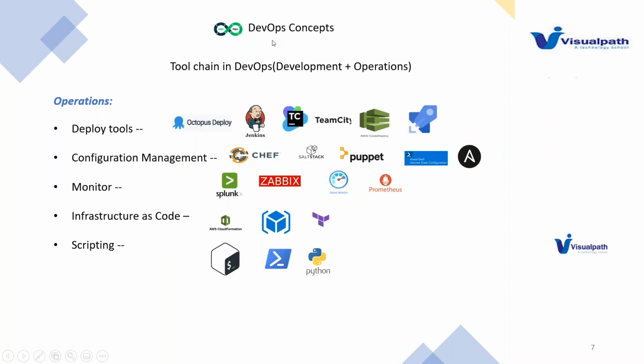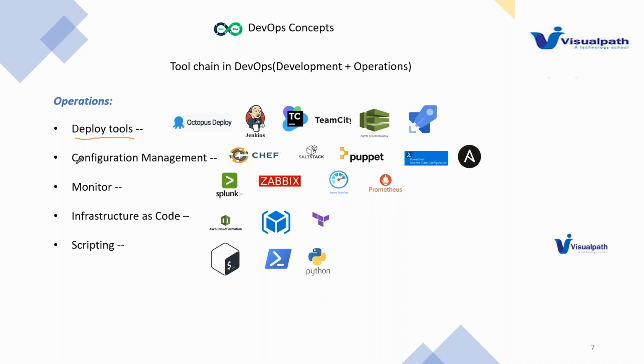When it comes to operations, the operations people or infra build team will do the deployment. Once the code is built and pushed to the artifactories, we use deployment tools to push those artifacts to the target environments.